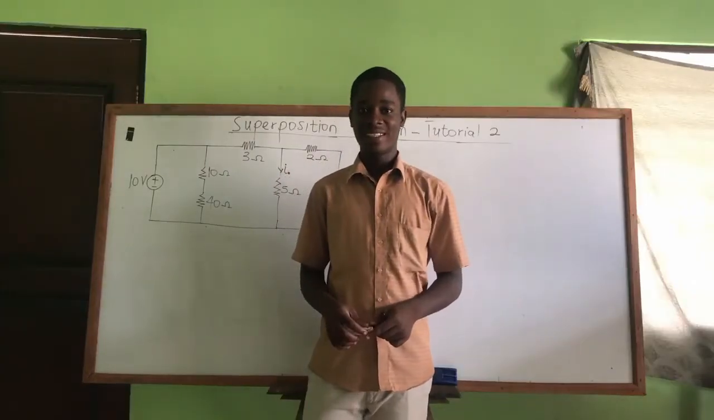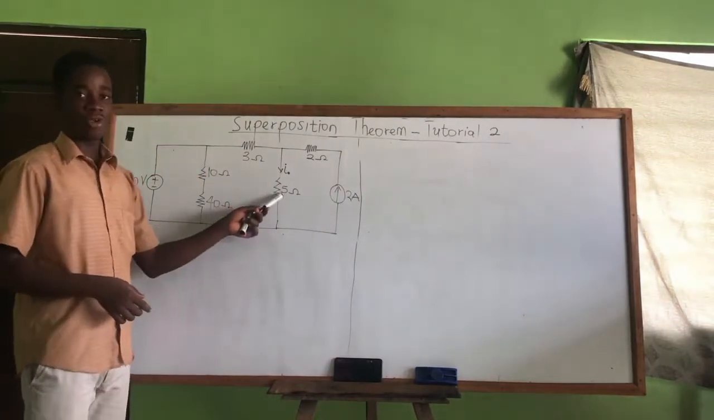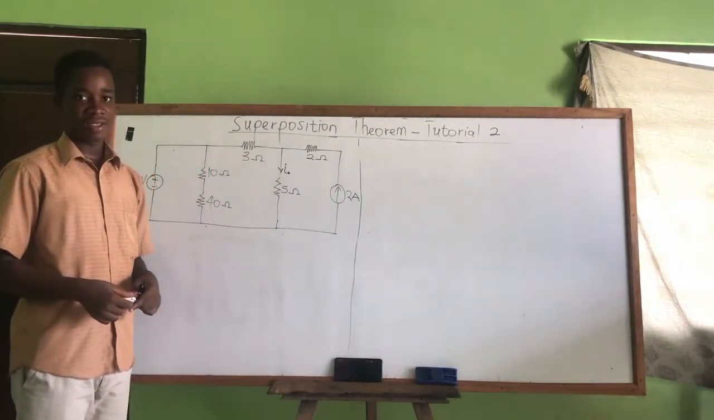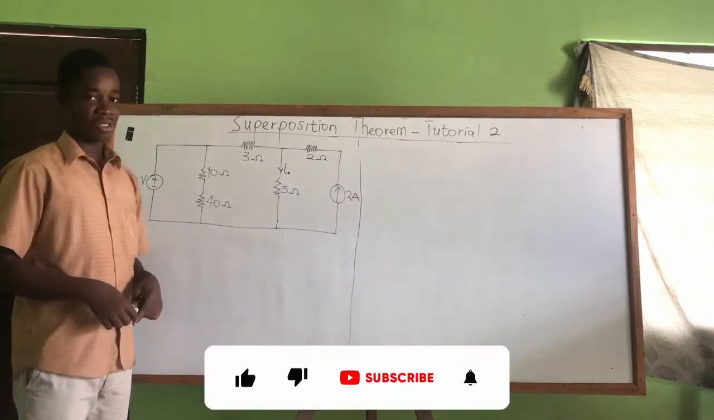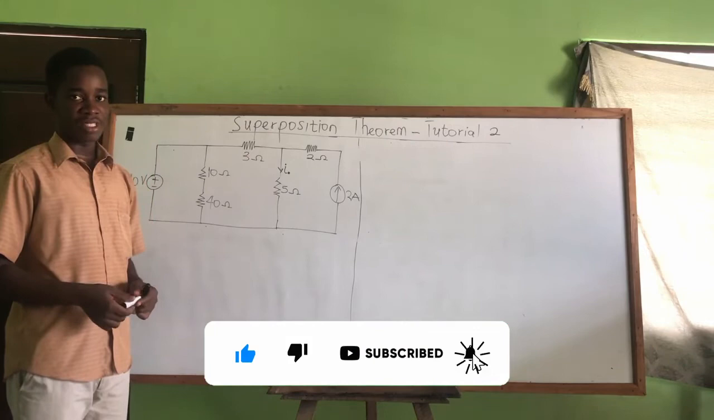Guys, welcome once again. Today we are using the superposition theorem to calculate the current flowing through the 5 ohms resistor. And in this diagram we have how many sources? We have two, a voltage source and a current source, so we can apply the superposition theorem.